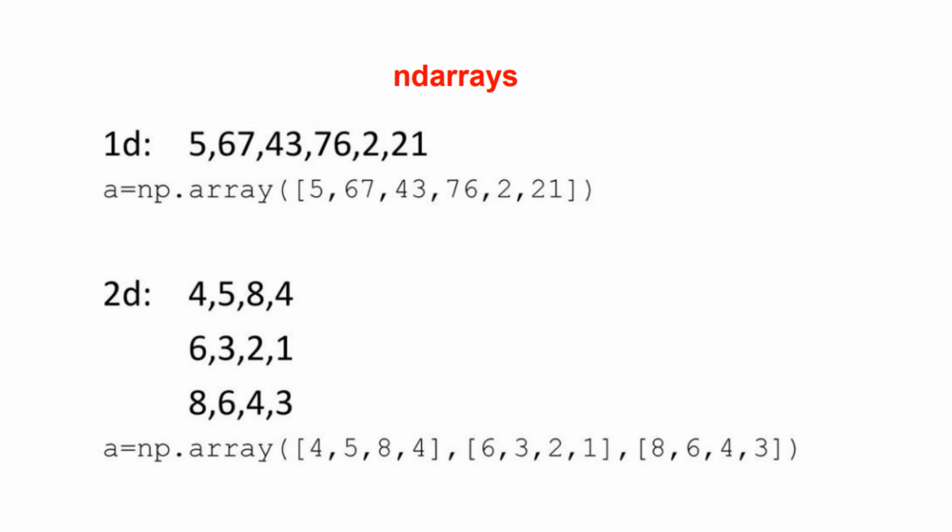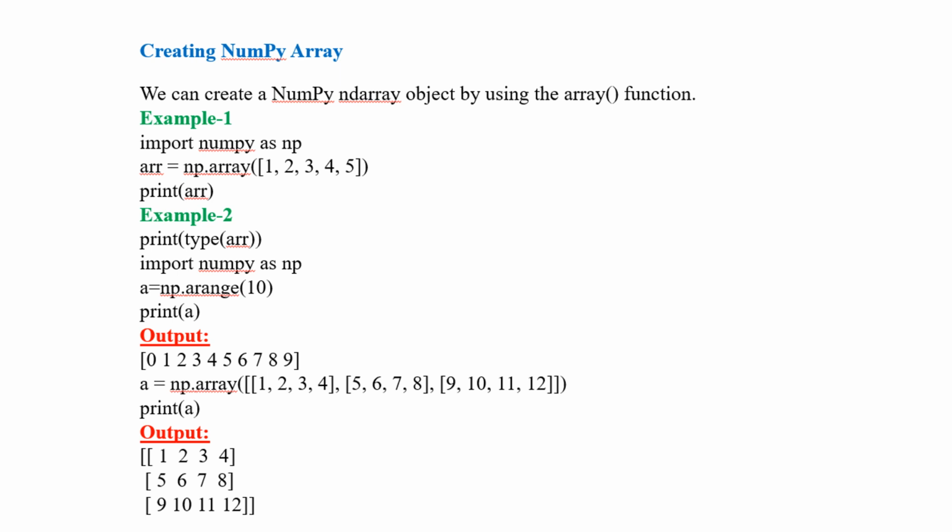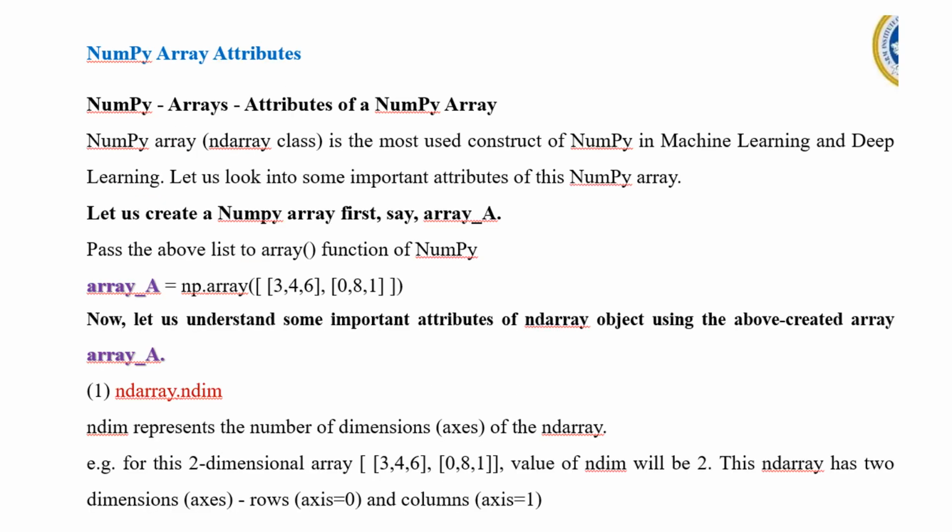You can represent a one dimensional array as a = np.array with the elements, and a two dimensional array can be represented as np.array with all the two dimensional elements. Simply, you import numpy as np, define the array and print it. You can even know the type of that array and arrange the elements. This is creating a NumPy array.